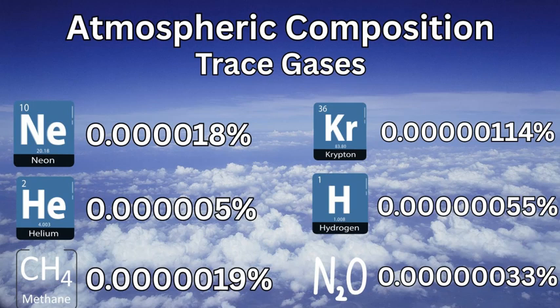For example, methane, CH4, has 0.000019% of the atmosphere, and nitrous oxide, N2O, has 0.00000033%.